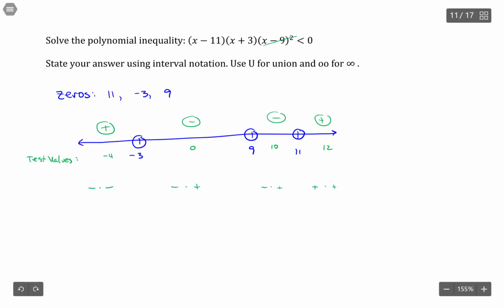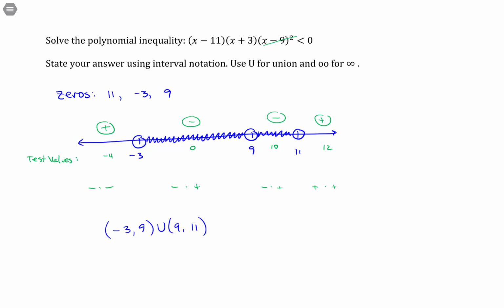So the range of values here that are less than 0 are the ones that are negative. So we color in those ranges or shade them in and build our answer in interval notation with those. So from -3 to 9, and then from 9 to 11.